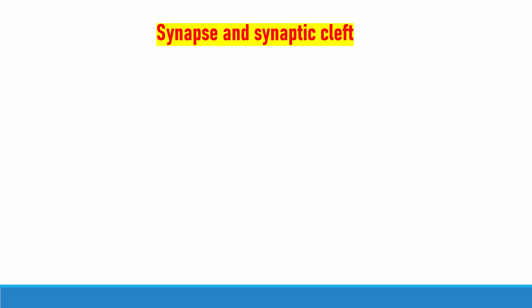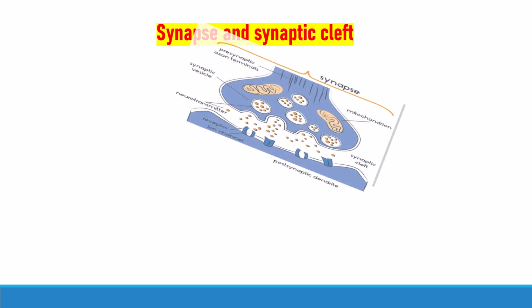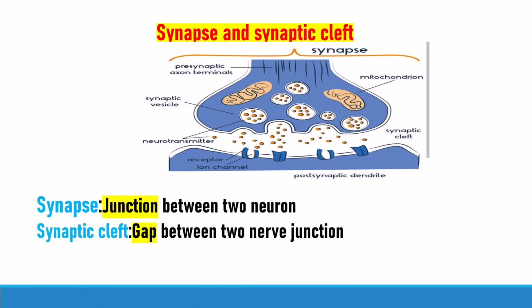Next, moving to synapse and synaptic cleft. Synapse: the junction between two neurons is known as a synapse. The synaptic cleft means the gap between two nerve junctions. A synapse means the junction where a neuron transmits a signal to another cell.